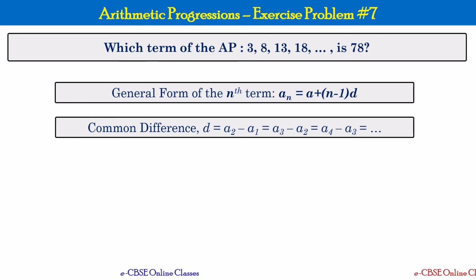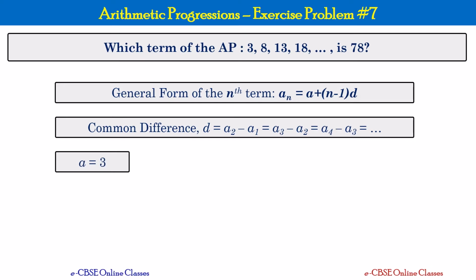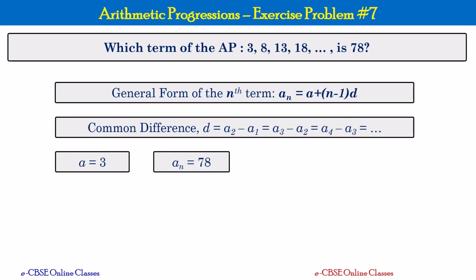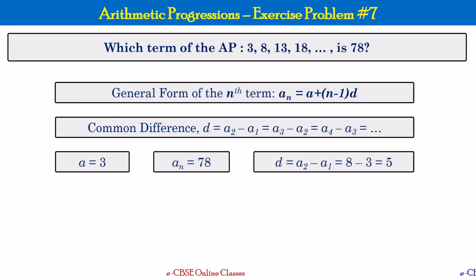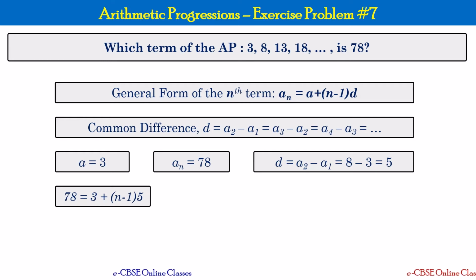The first number is 3, so A equal to 3, and An equal to 78 because that's what we need to find out. And D can be found out by using the first two terms, that is A2 minus A1 here, that is 8 minus 3 equal to 5. So we substitute A, An and D in the above formula. That becomes 78 is equal to 3 plus n minus 1 into 5.